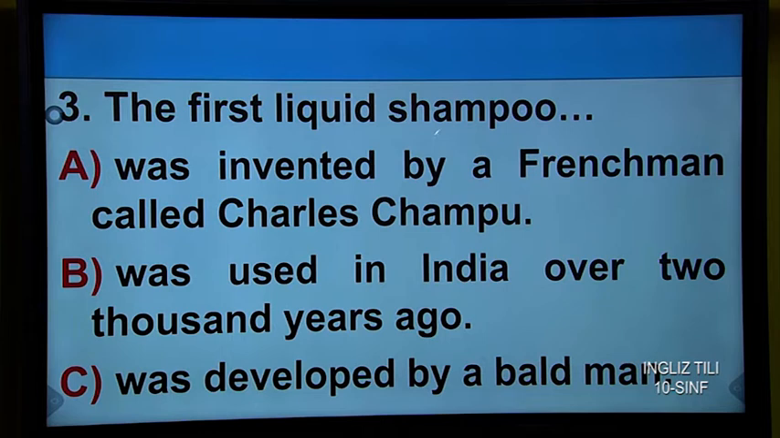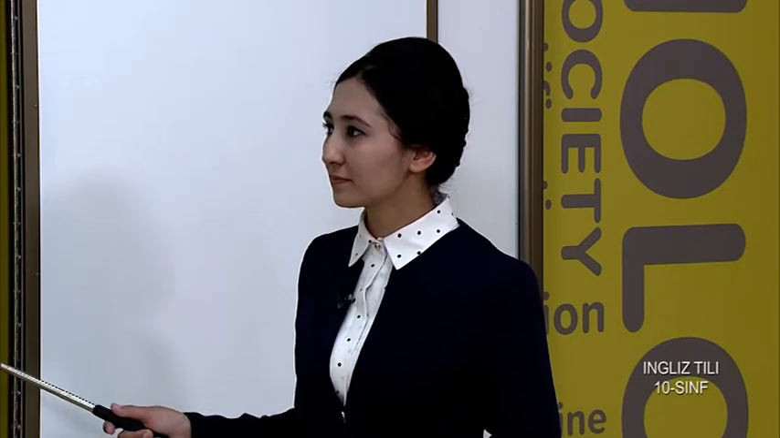Third, the first liquid shampoo options: was invented by a Frenchman called Charles Shampoo, B, was used in India over 2,000 years ago, or was developed by a bald man. In your mind, what is the true answer? A, B, or C? Good job.